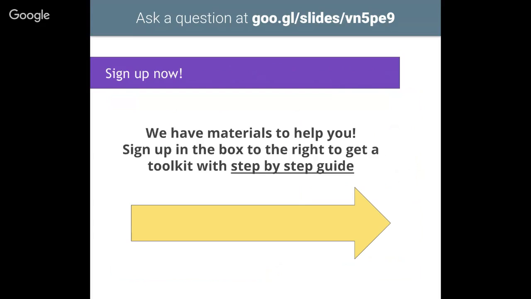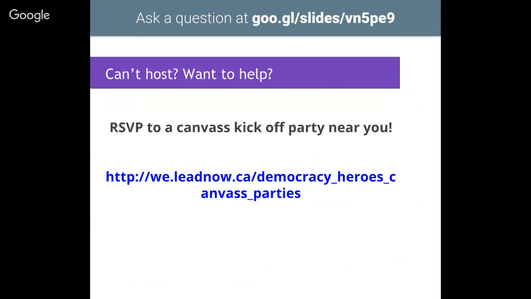And again, if you can't host, but you do want to attend, so you want to go to a canvass, you can use the link that's on this slide, or below your screen, there's a link that will send you to a map. If you put in your postal code, you'll be able to see that there are canvas kickoff parties possibly happening in your neighborhood, and you can RSVP right now. If there isn't one already listed there, that means that no one has offered to host one, and so that might be an opportunity for you to step up and host it.